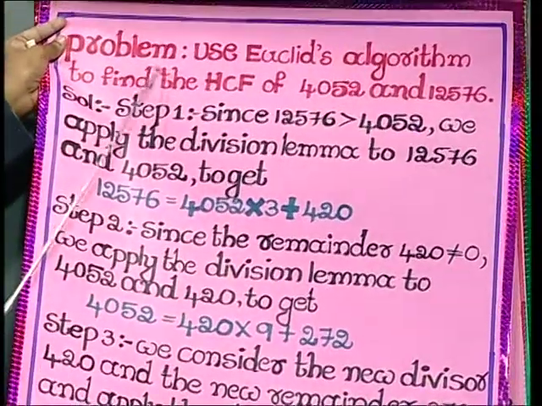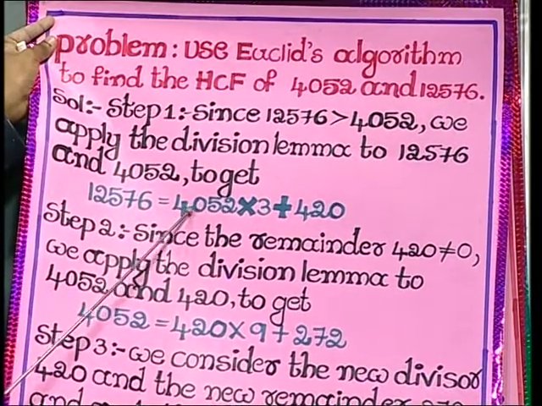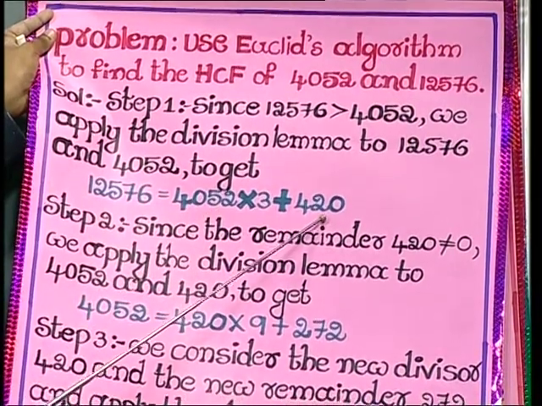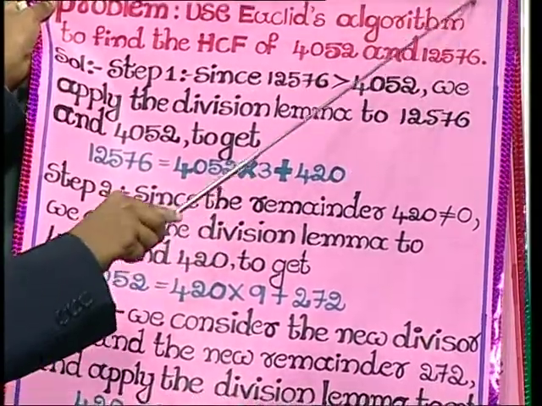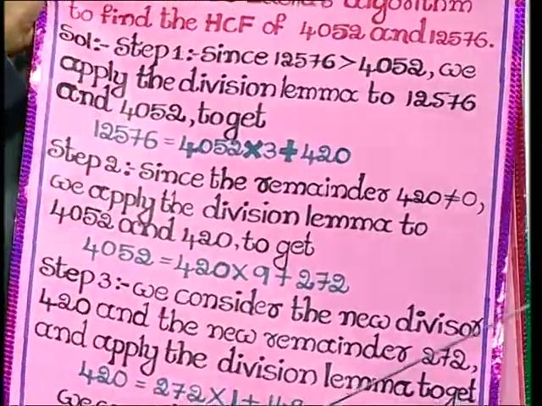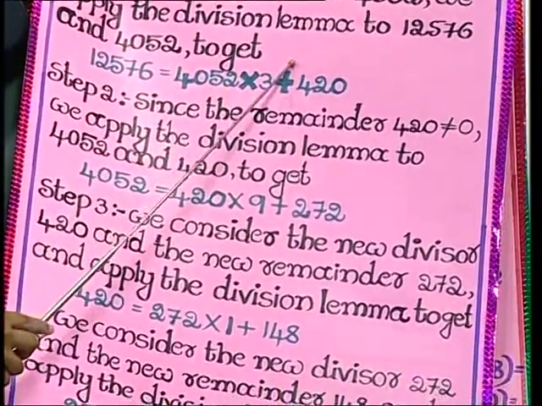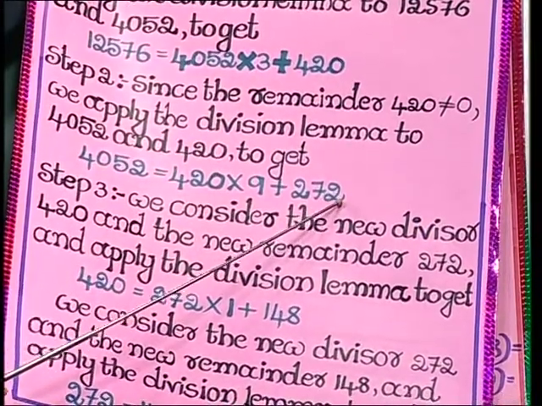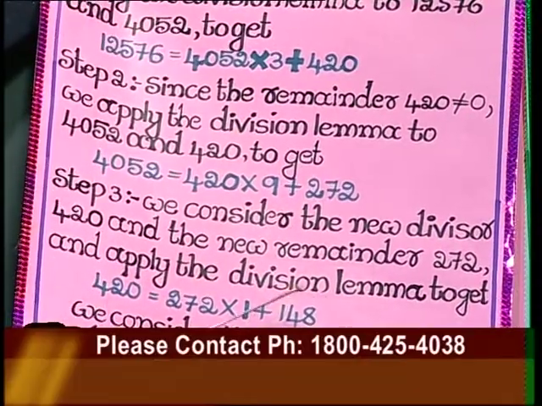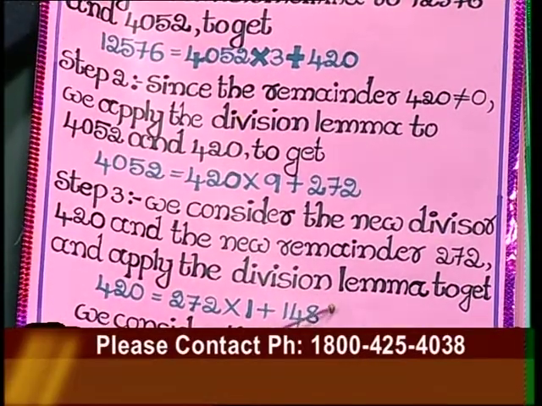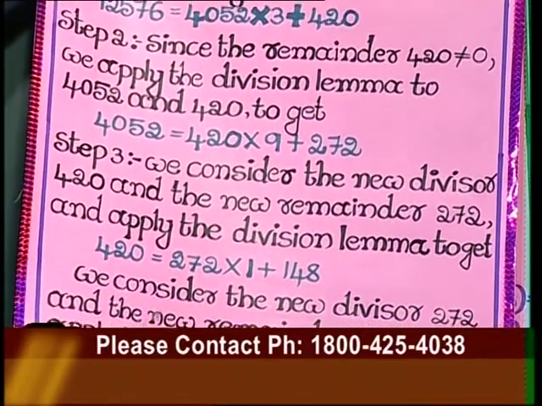And we have solved a problem also, that is 12,576 and 4,052. Here we have applied Euclid division lemma to these numbers. Here the remainder is not equal to 0. Then what have we done? We applied Euclid division lemma again to the divisor and remainder. Here also we applied Euclid division lemma, but the remainder is not equal to 0. Again we applied it here, and again the remainder is not equal to 0. Again we applied Euclid division lemma to these numbers.